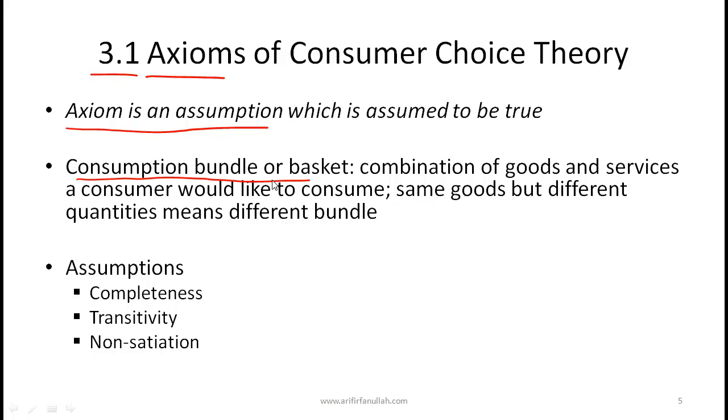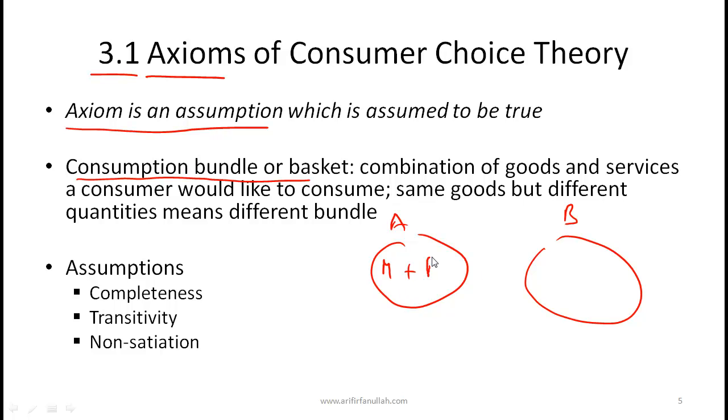A consumption bundle or consumption basket, those two terms are synonymous and will be used interchangeably. A consumption bundle or basket is simply a combination of goods and services a consumer would like to consume. Now you might have a bundle A and a bundle B. Bundle A, very simplistically, has milk and bread. Let's say this bundle has 2 cups of milk and 4 slices of bread.